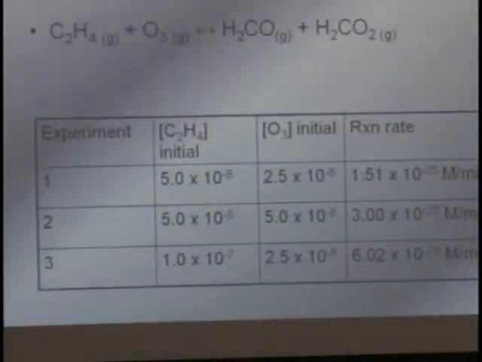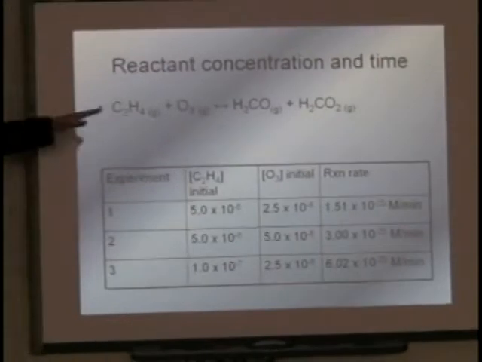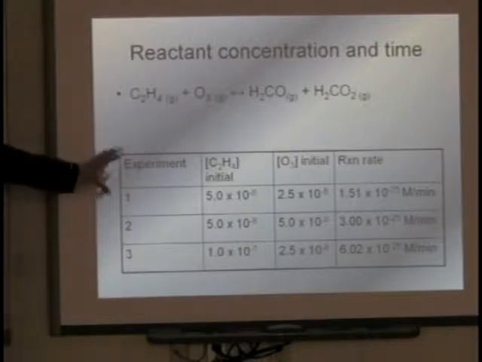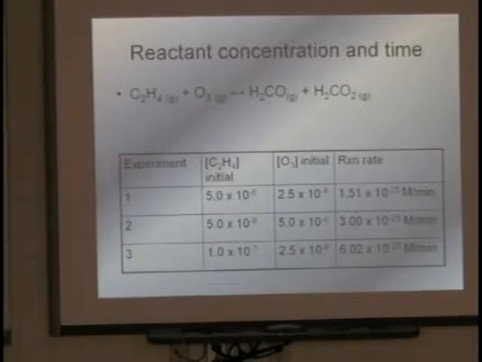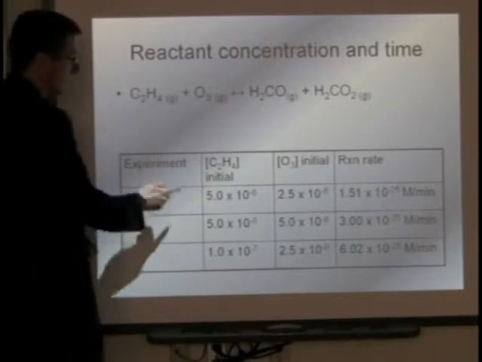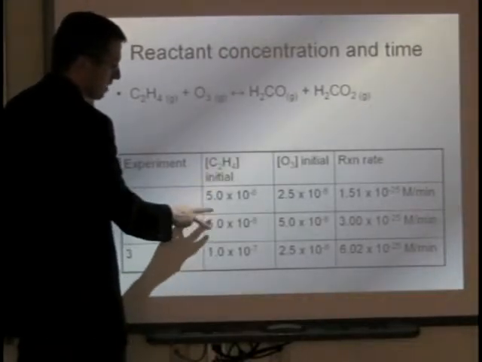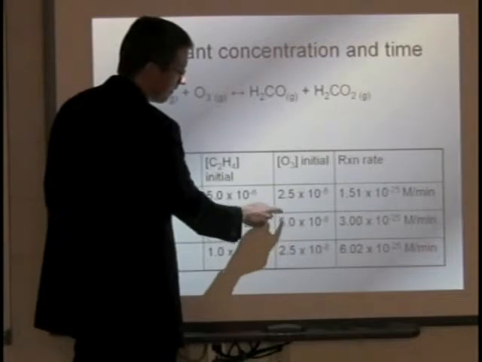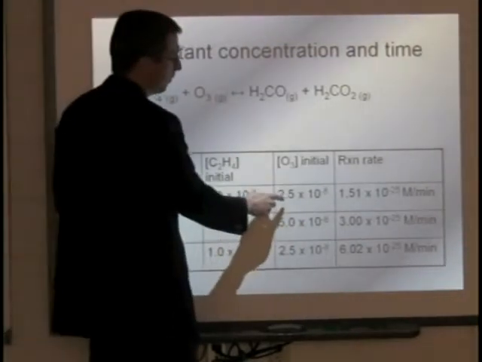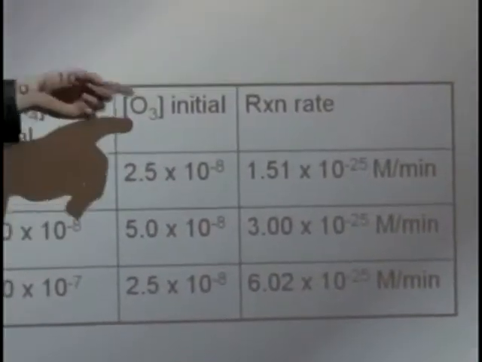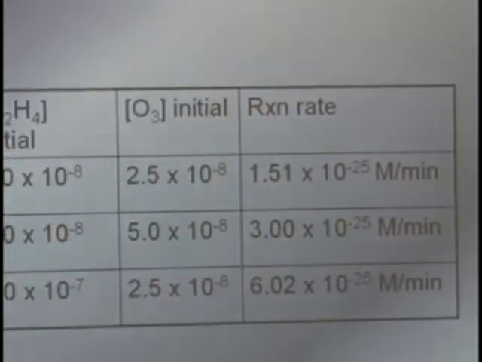Here's an equation for us to look at next. It's something that we saw on the test: there's an equation, C2H4 plus O3 making H2CO plus H2CO2, and then I give you experimental data. There's 3 different trials, trial 1, trial 2, trial 3, of concentrations and rate. What you want to do is figure out the order of the reaction by looking at this. For example, in experiments 1 and 2, the C2H4 concentration stays the same. The concentration of O3 doubles, 2.5 times 10 to the 8th, 5.0 times 10 to the 8th. So if the O3 doubled, what happened to the rate of the reaction? It doubled as well. So if this concentration doubles and the rate doubles, that's what's referred to as first order.